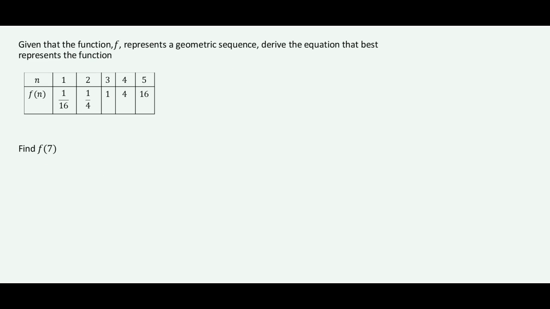And final example, we have our a is equal to 1 over 16. And now for our common ratio, we go from right to left. 16 divided by 4 is 4. 4 divided by 1 is 4. 1 divided by 1/4 is 4. And 1/4 divided by 1/16 is 4. So our ratio is 4.